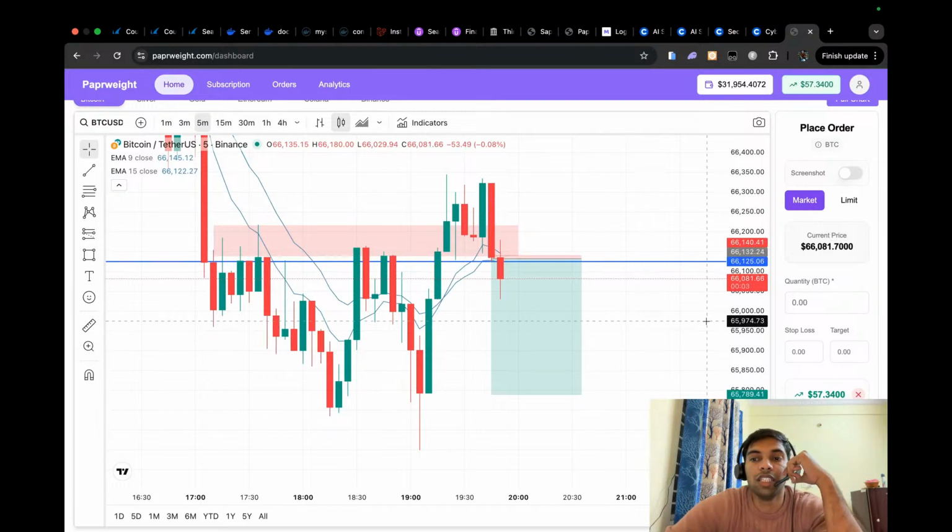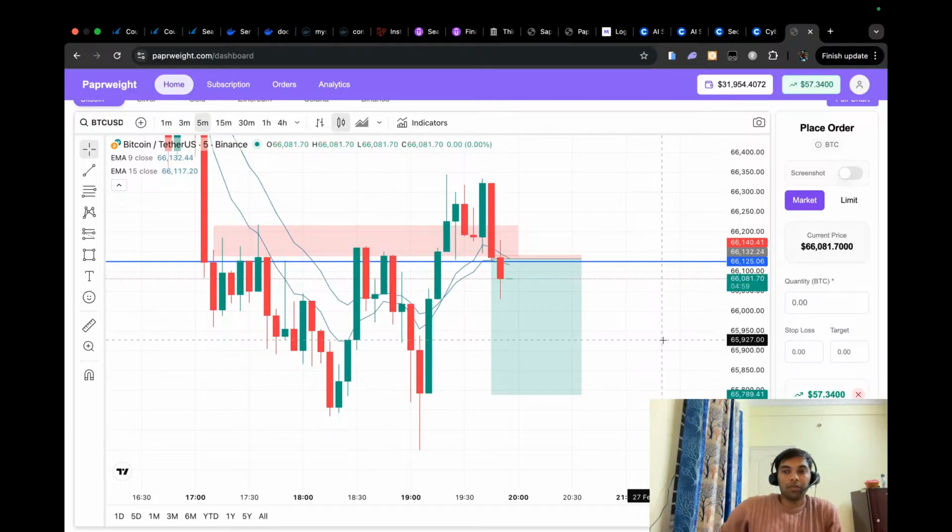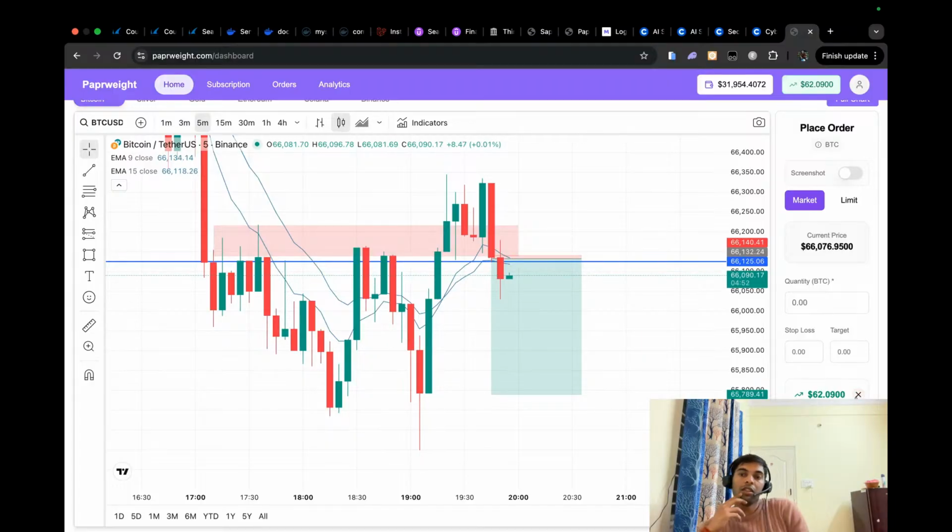Okay, it's facing a rejection as well. I don't know why it is facing a rejection. So we will not give a single dollar in this trade. We'll cut this trade cost to cost if it moves against us, and I think it is moving against us.